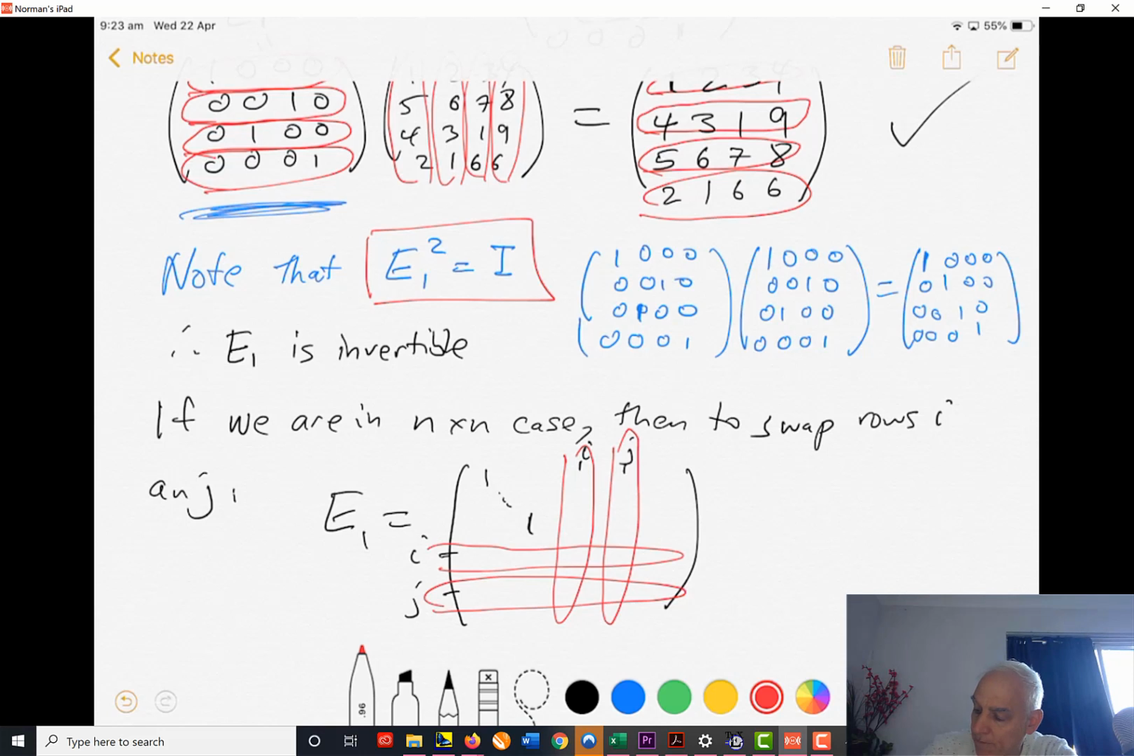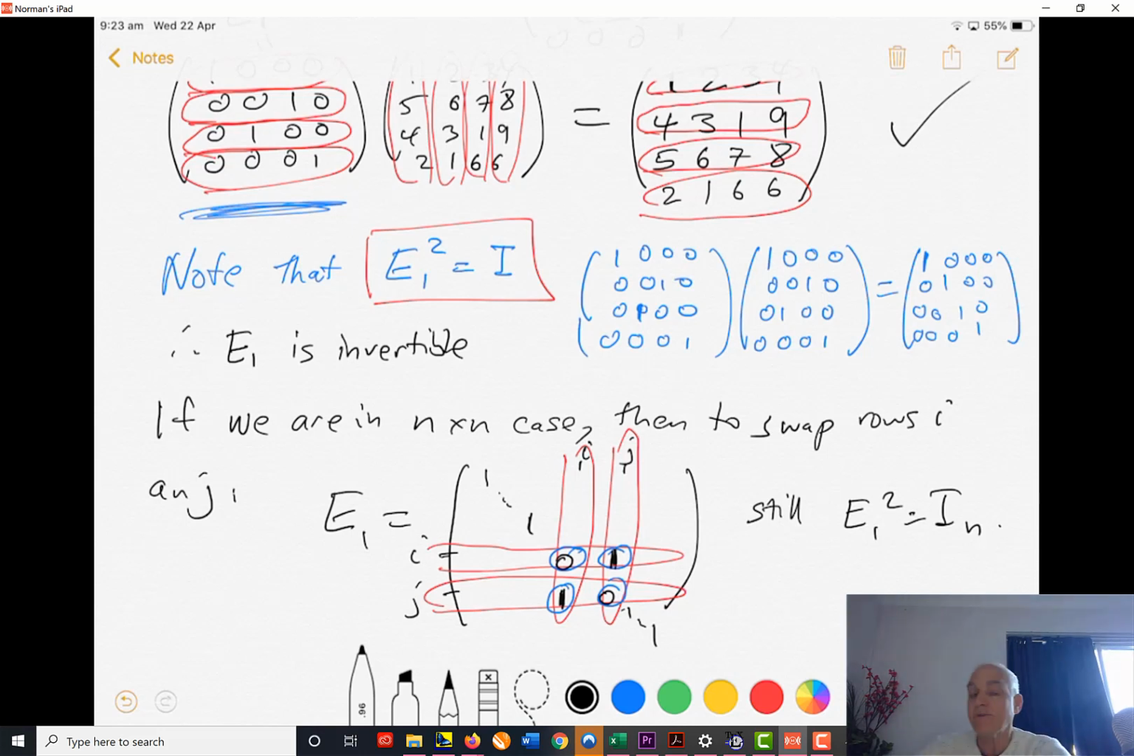And those two rows and two columns determine four positions, these four positions here. The matrix we're using is like the identity matrix, except in exactly these four positions, where there's a 0 here and a 0 here instead of having ones. And on these other positions, there are ones. So that's what it looks like in general, and it still has the property that E1 squared is the identity, in this case, the n by n identity.